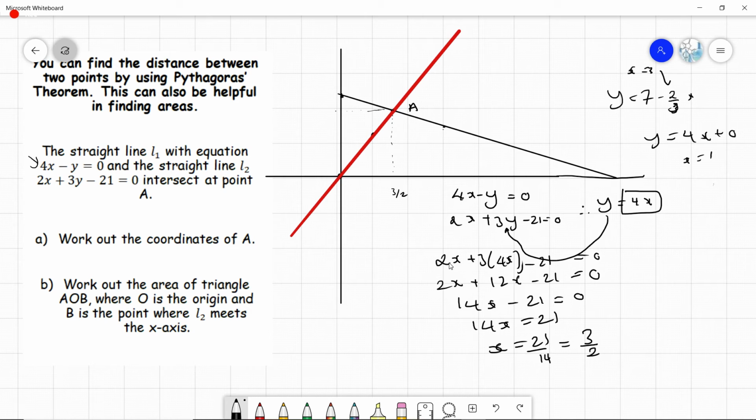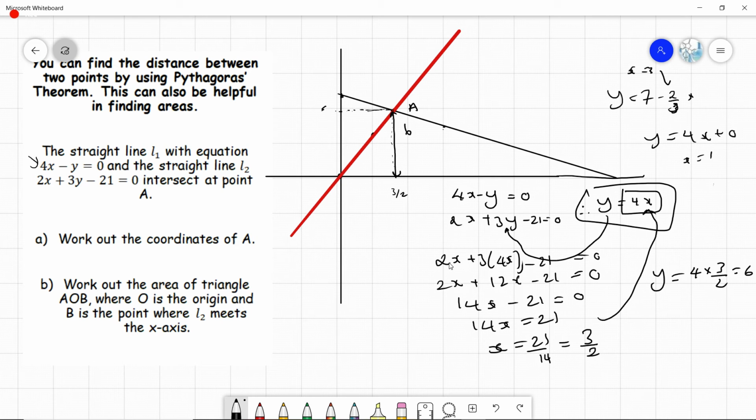and we need to find the y coordinate. So to get the y coordinate, we go back to the y equals 4x, and we put 3 over 2 in for x. So y will be equal to 4 lots of 3 over 2, which is equal to 6. Therefore, this point here is 6. So we know that the height of the triangle is going to be 6.